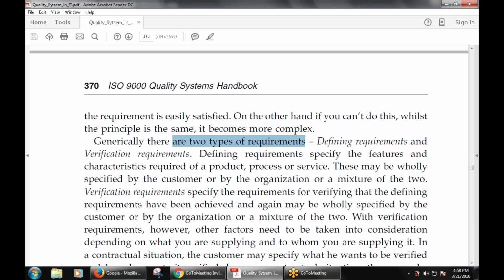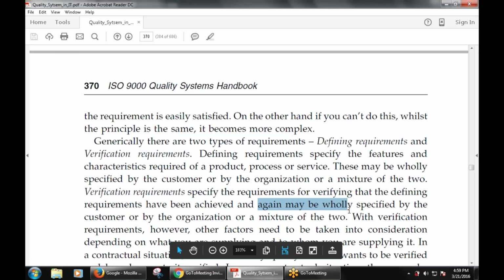The next part is how to verify the requirements, whether the requirements that are coming are specified or not. So to verify that the data will be available or the requirements have been achieved, and again this may be wholly specified by the customer or by the organization or a mixture of the two.